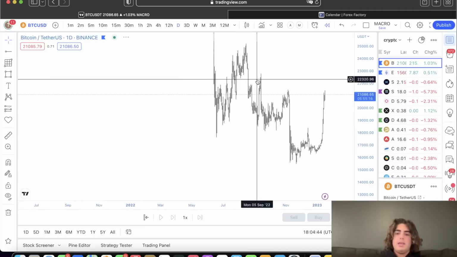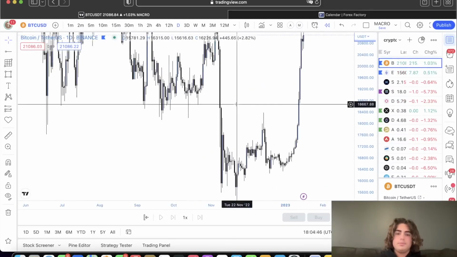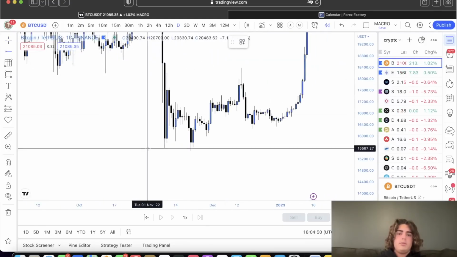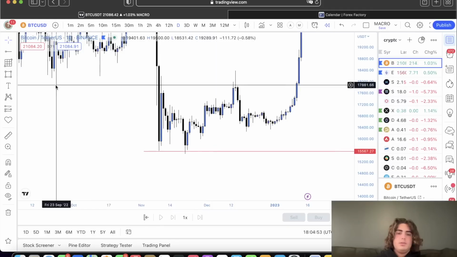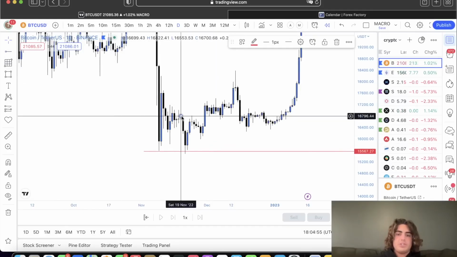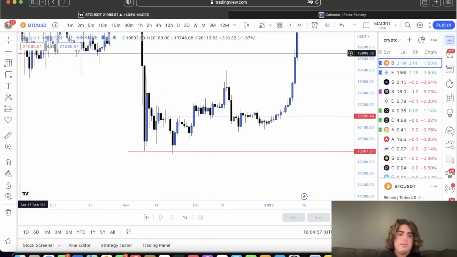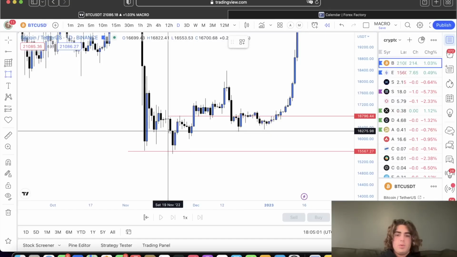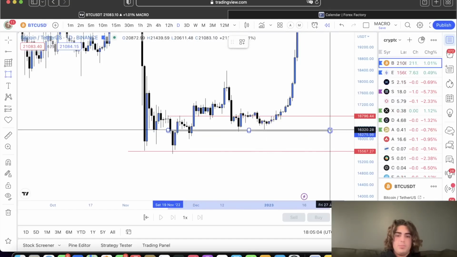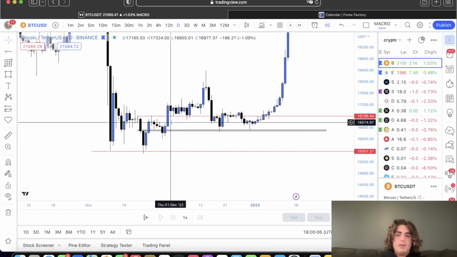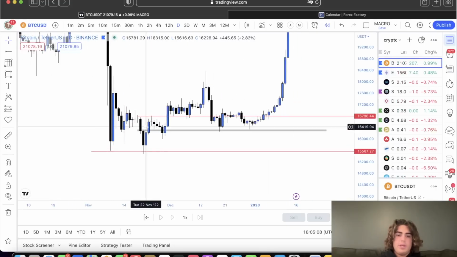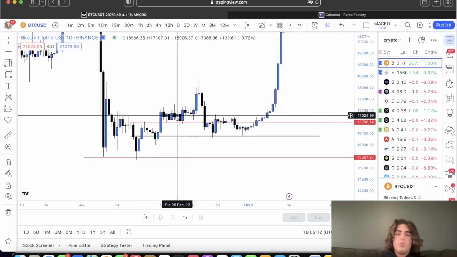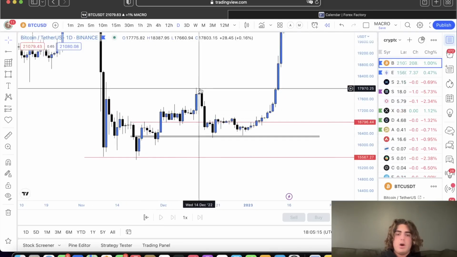So if we're on the daily, low swept, break of structure. What does that give us? That gives us an order block right here, body into the wick. We see sweep of liquidity, break of structure right here. We're waiting for an entry for literally like a whole week.